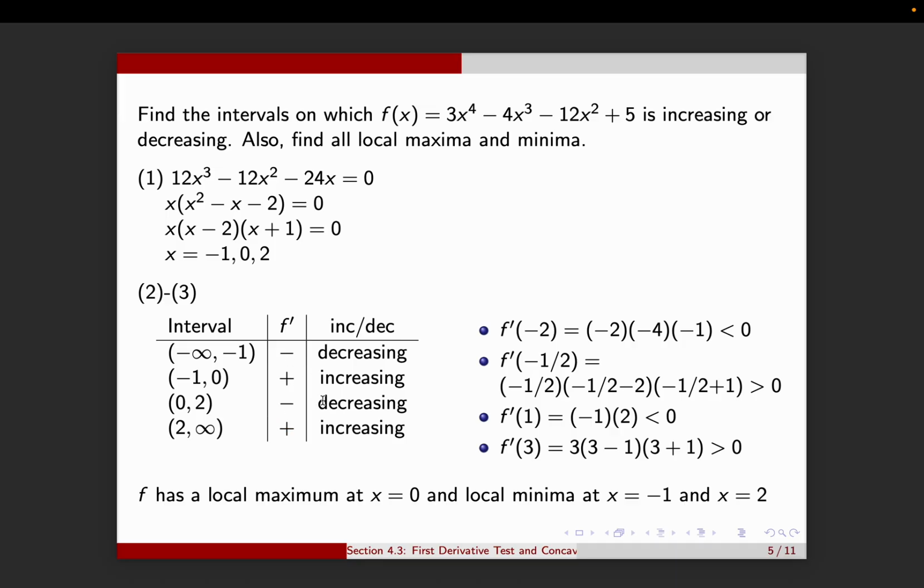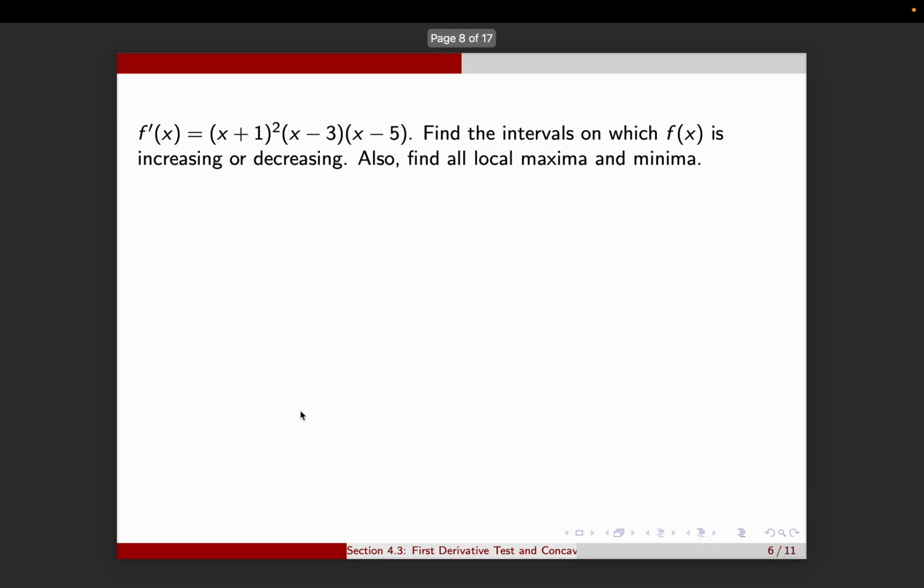And the answer is no. So depending on what the original function is, you might get like all pluses here or all minuses or 2 pluses in a row, 2 minuses in a row, who knows? So let me show you an example like that.